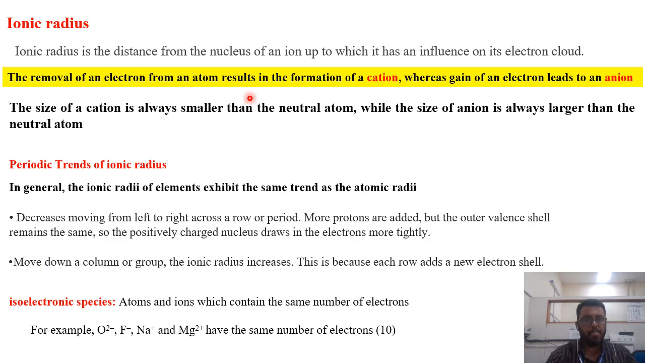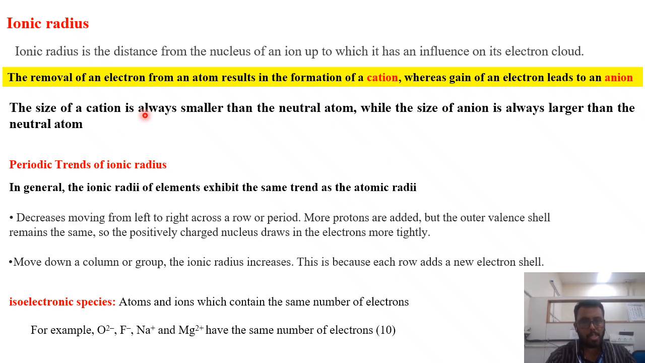Ionic radius. Ionic radius is the distance from the nucleus of an ion up to which it has influence over the electron cloud. So in this case, an electron has to be removed. The removal of an electron from an atom results in the formation of a cation, whereas anions are formed when an atom gains an electron. So there is a difference between anion and cation.